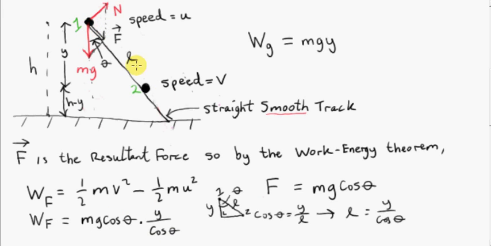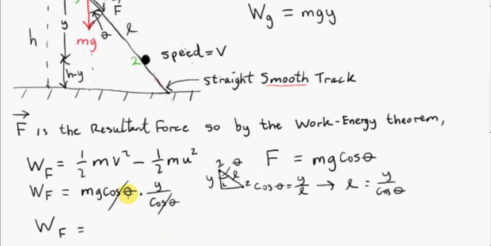So again, we can do all this because the track is straight. Things are much more complicated when the track is curved. The fantastic result here is that no matter what theta is, no matter what the angle of this incline is, the cos theta terms cancel out. So we just get mgy, but that's just the work done by gravity. So the work done by the resultant force is just the work done by gravity.